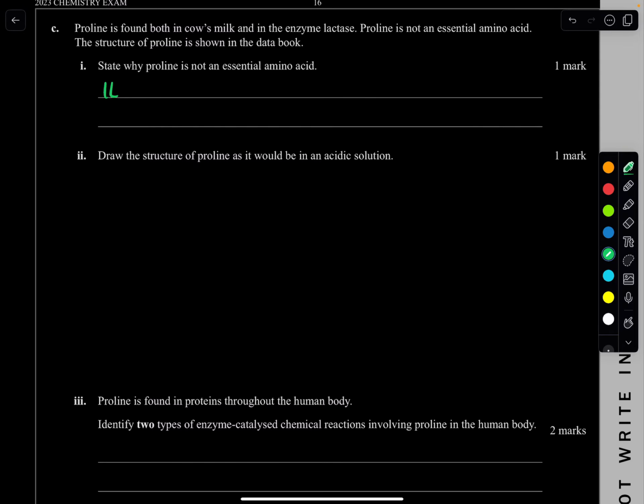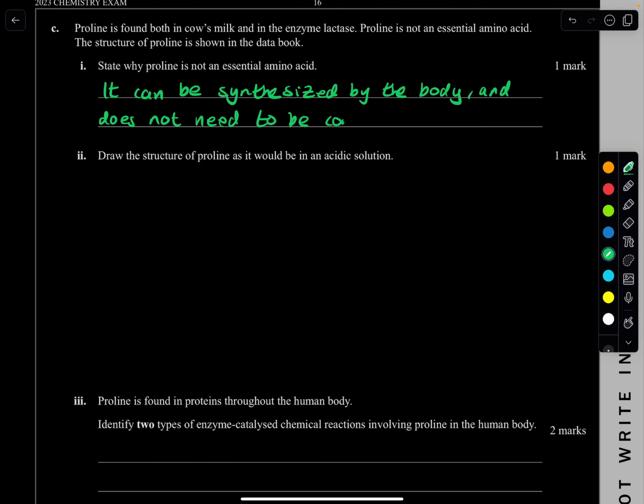So basically it means that it can be synthesized by the body and does not need to be consumed in a diet.